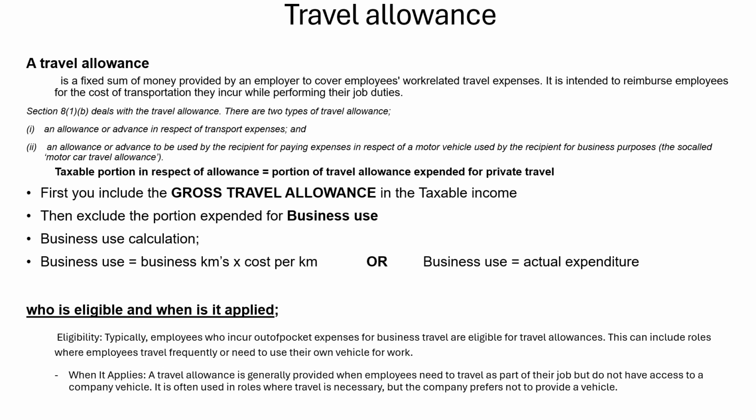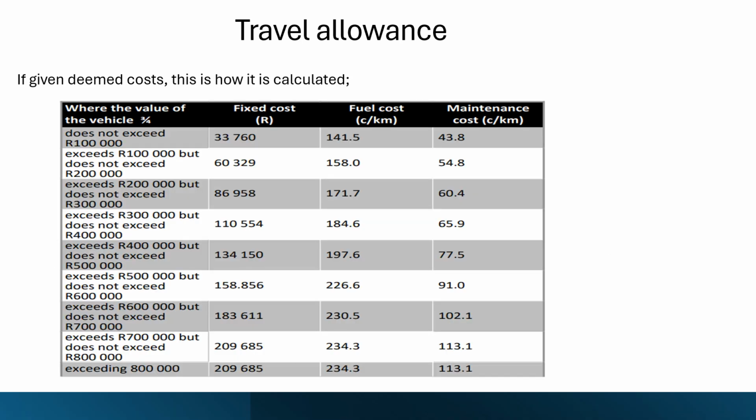Eligibility: typically, employees who incur out-of-pocket expenses for business travel are eligible for travel allowances. This can include roles where employees travel frequently or need to use their own vehicle for work. When it applies, a travel allowance is generally provided when employees need to travel as part of their job but do not have access to a company vehicle. It is often used in roles where travel is necessary, but the company prefers not to provide a vehicle.